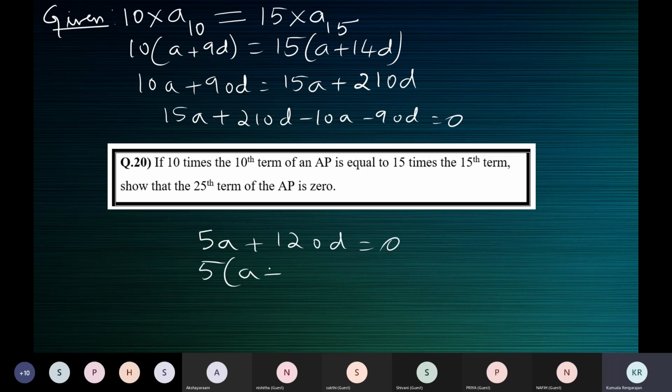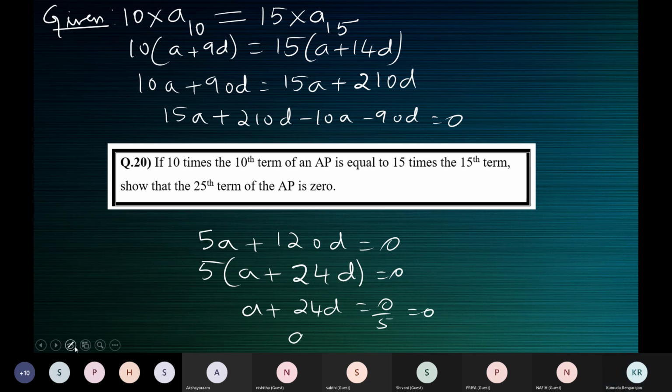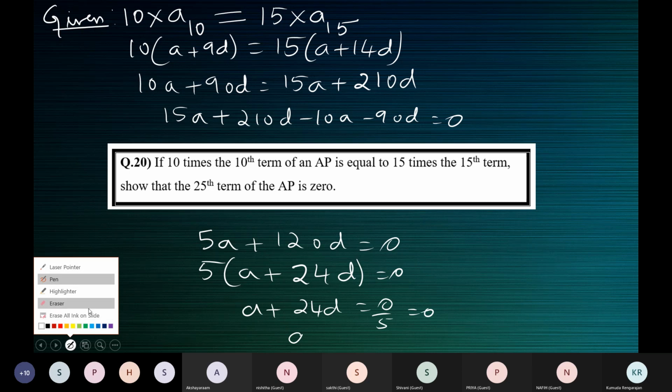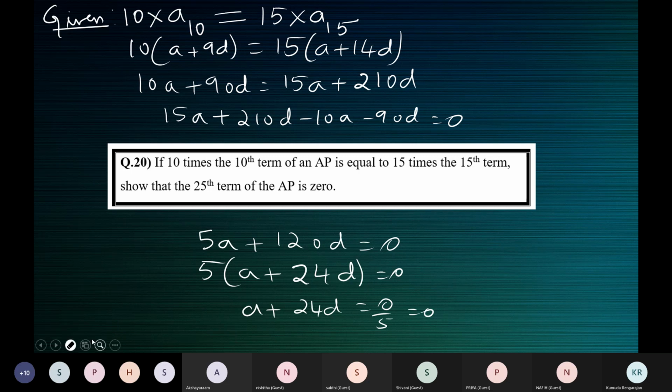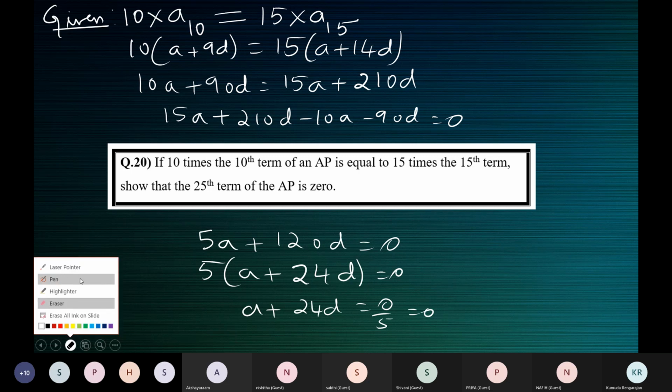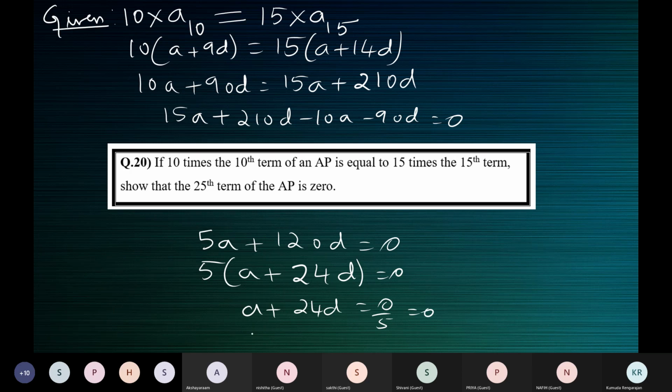5 common: a plus 5 2s are 10, 2 remains, 5 4s are 20... so 5 times (a plus 24d) is equal to 0. A plus 24d is equal to 0 by 5, which is 0. A plus 24d means a plus 25 minus 1 into d is equal to 0. This implies the 25th term, A25, is 0. So we proved that the 25th term is 0.